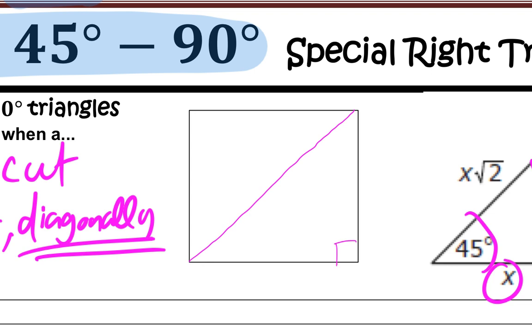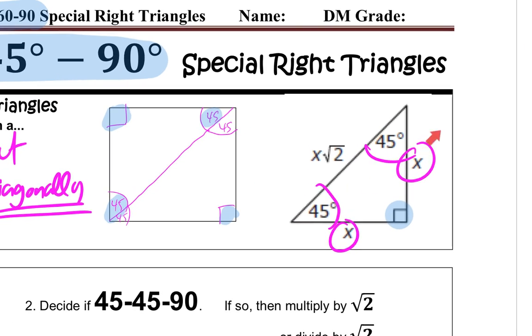We know that's 90 because it's a square. If we cut this in half, then this part has to be 45, and this part has to be 45, because they add to that same 90 degrees. So if that's 45 and that's 90, this one has to be 45 also. When we cut it diagonally, it's going to create a special right triangle like this.